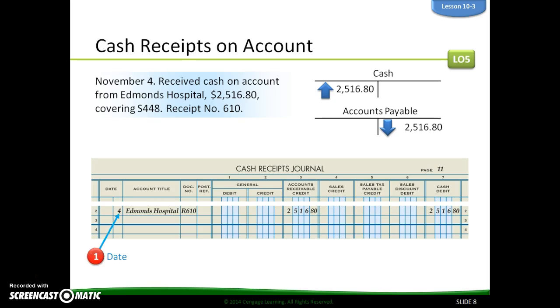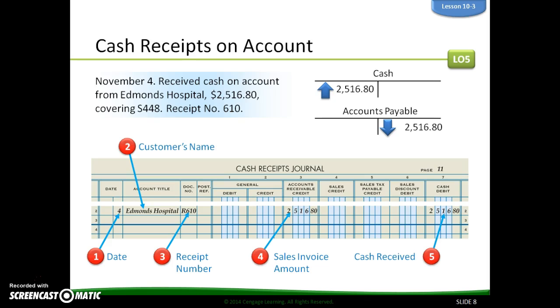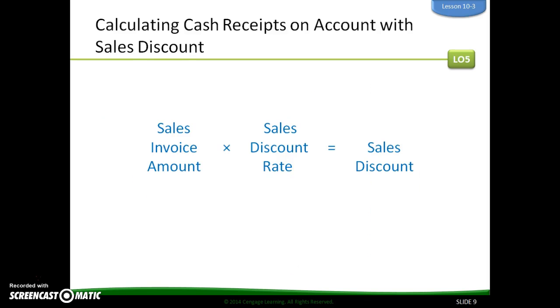So in our cash receipts journal, on the 4th, the customer's name is Edmonds Hospital. The receipt that we generated is 610. Again, always thinking through, hey, if we get audited, we need to have good records. We're going to go ahead and credit our accounts receivable the amount of the sales invoice, and then the actual cash we received is a debit for $2,516.80.